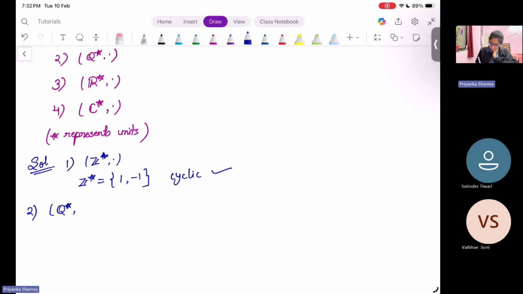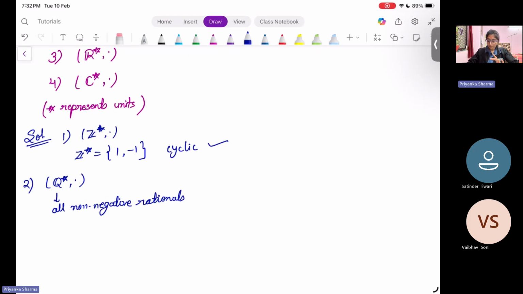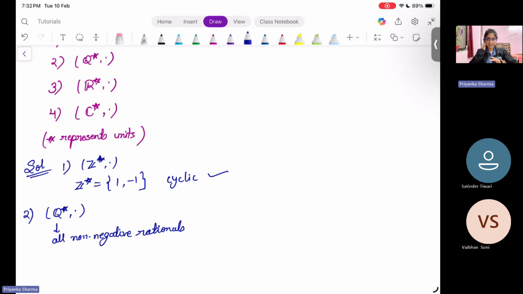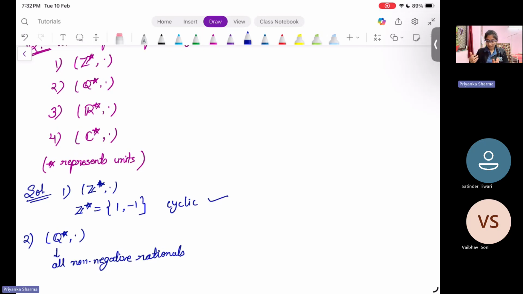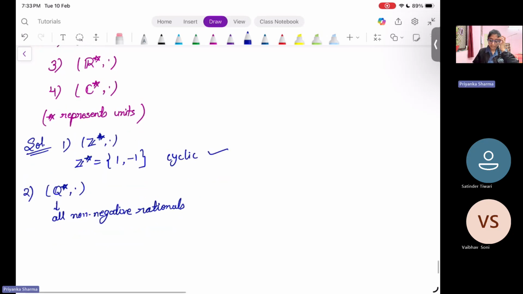Now come to this Q star. What is the difference here? So first, what is the group actually? So this is basically the set of all non-negative rationals. So this is what you were asking, whether star represents units or non-zero. So actually star represents units, but in case of Q, in case of R, all non-zeros are units. So in that way, this star reduces to the collection of non-zeros. That's it. Okay. So this group Q star, can this be cyclic or not?